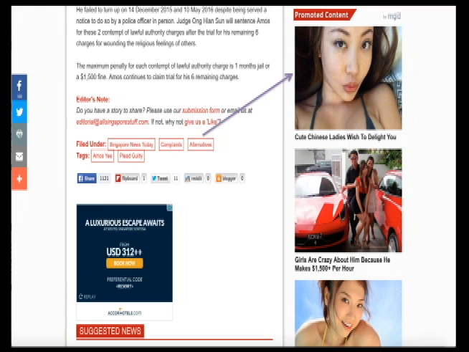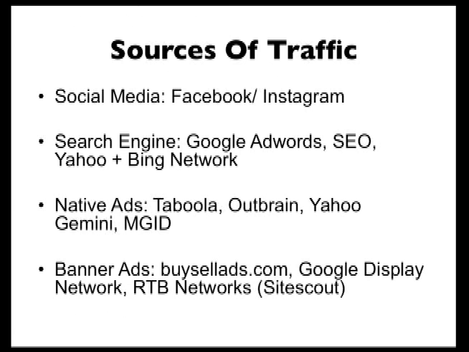Native ads can be seen on the right. There is this ad that says, cute Chinese ladies wish to delight you. If you look just on top of it, it says promoted content and by MGID. That's one of the native ads platforms that I was just talking about earlier. The image below that is also a native ad, as is this particular image. So all three of them are native ads actually.